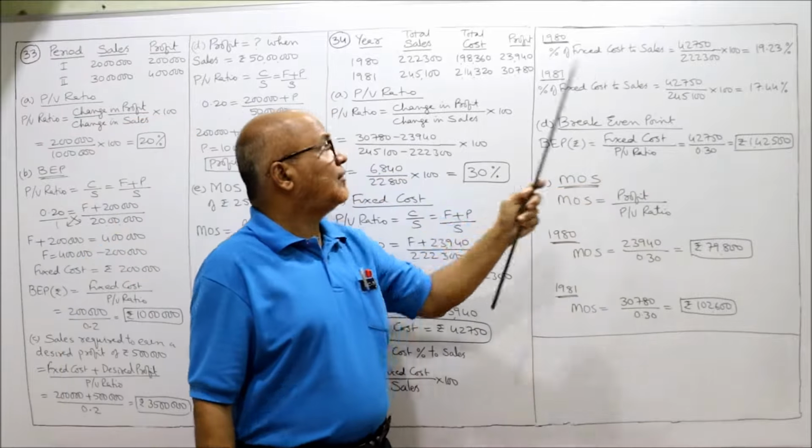Now fixed expense. For calculating fixed expense, we use the PV ratio formula. PV ratio is equal to C by S, F plus P by S. PV ratio 0.1. 10% can be written as 0.10 is equal to F, fixed cost, we don't have, we have to find out. Now profit. Take any one of the profit. Either you take negative profit or you take positive profit, you will get the same answer.